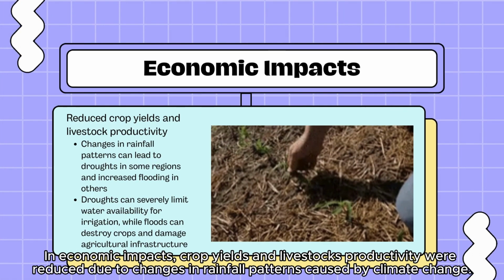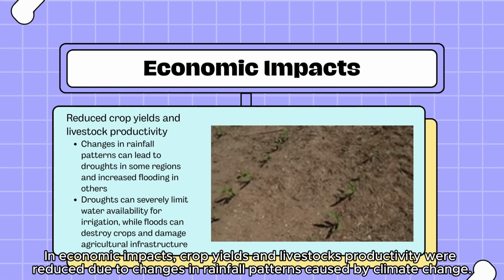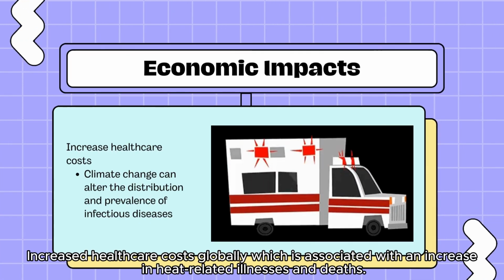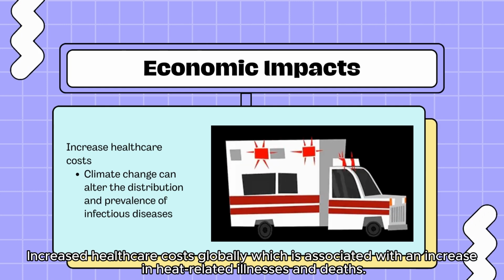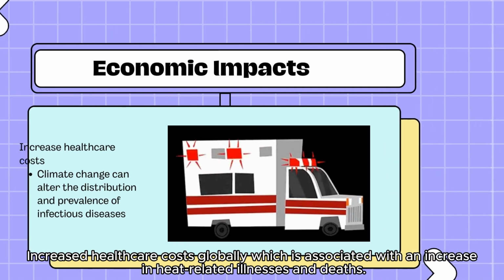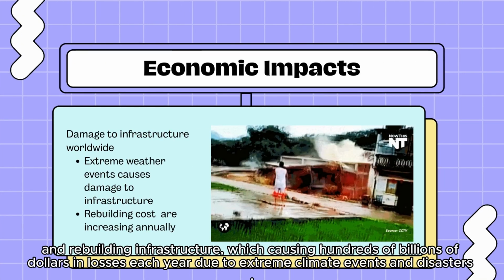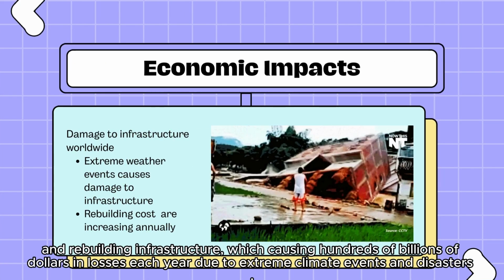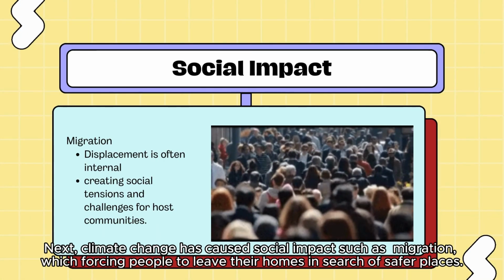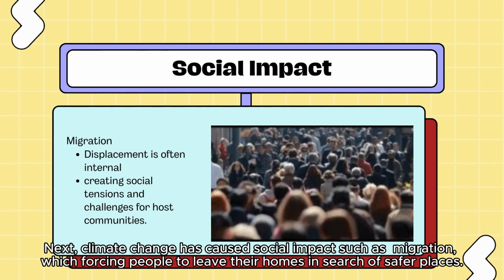In economic impacts, crop yields and livestock productivity were reduced due to changes in rainfall patterns caused by climate change. Increased healthcare costs globally, which is associated with an increase in heat-related illnesses and deaths. And rebuilding infrastructure, which causes hundreds of billions of dollars in losses each year due to extreme climate events and disasters.